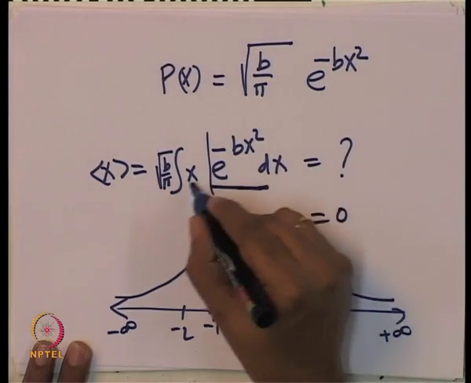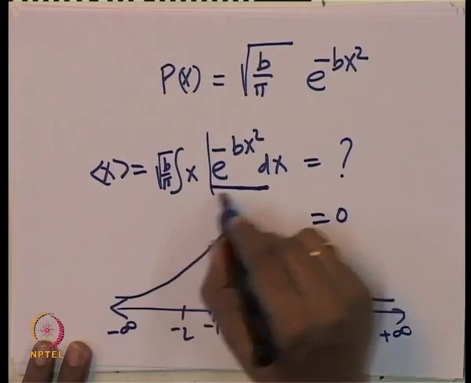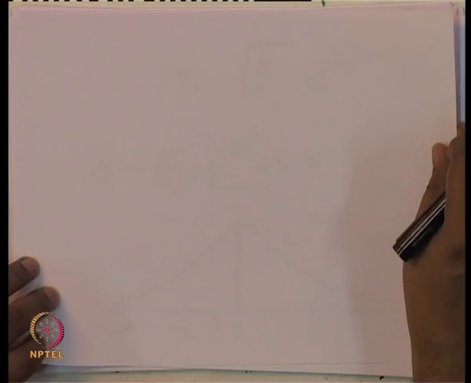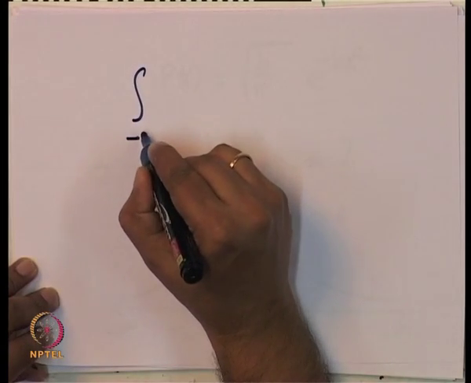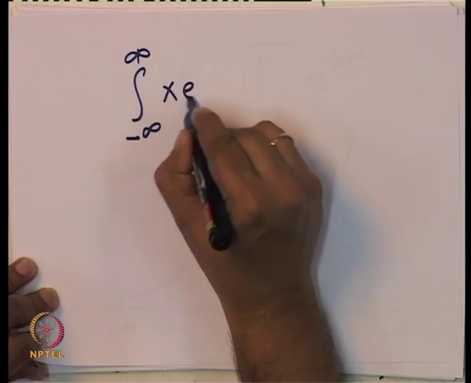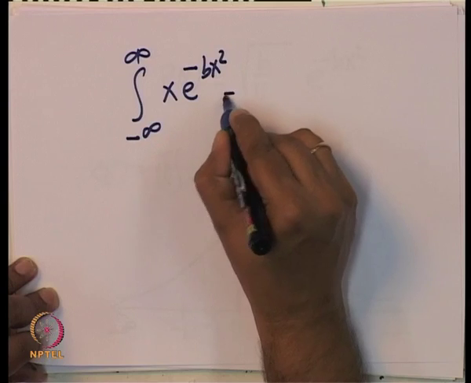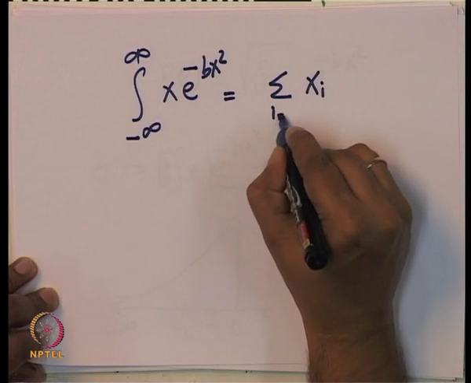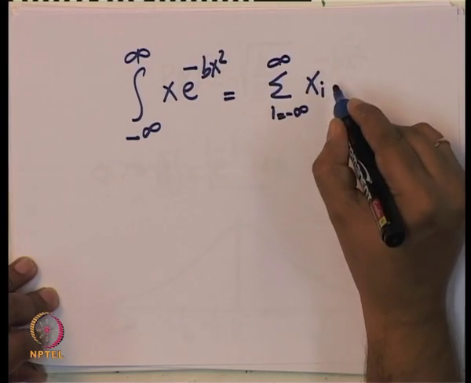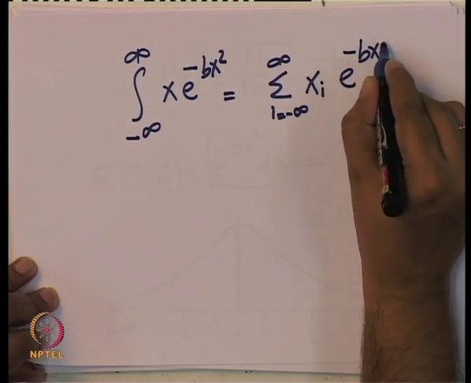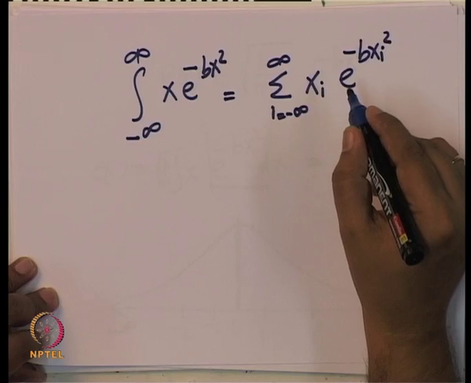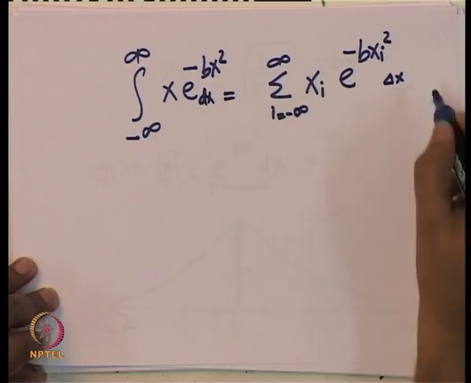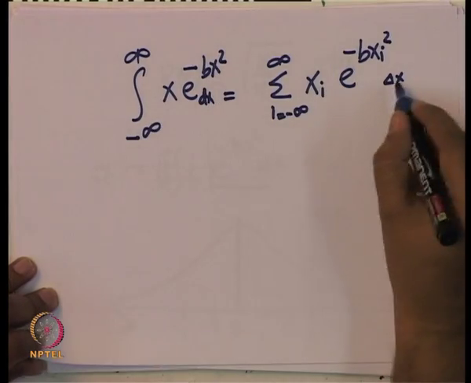So, if you write this integral as a sum, let us write this quickly. The integral from minus infinity to infinity of x e power minus b x square can be written as a sum over i of x i e power minus b x i square delta x. So, this is dx if you wish.